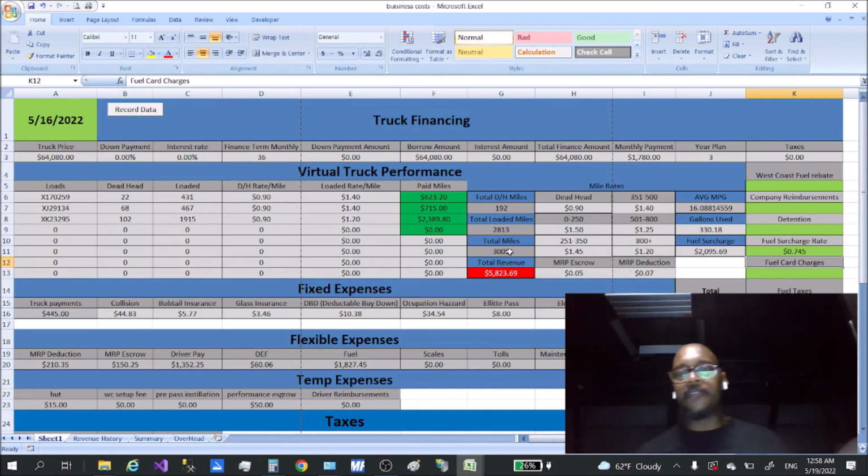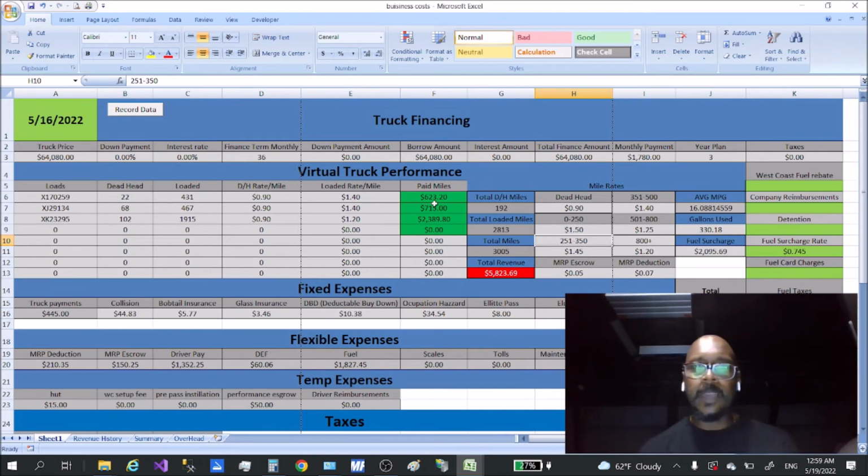All right, so this is how much money I made for this week. I made a total of $5,823.69. My fuel surcharge, they gave me $2,095.69. So for each load, it breaks down how much I got paid for each load. Now I have formulas here telling me how much I get paid for the miles that I ran for that load. I believe I explained this to you already.